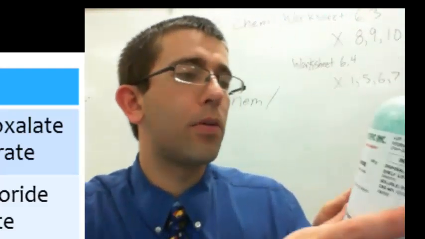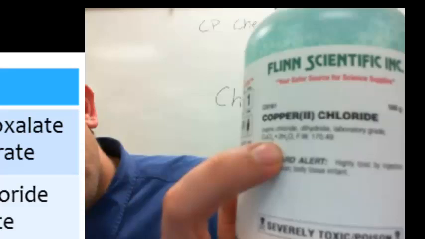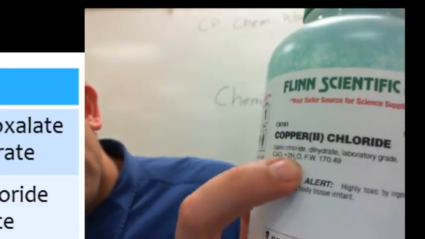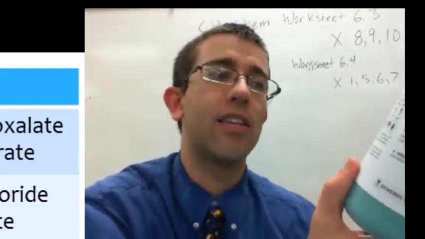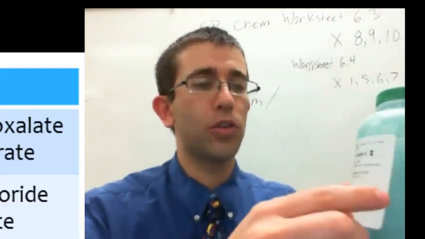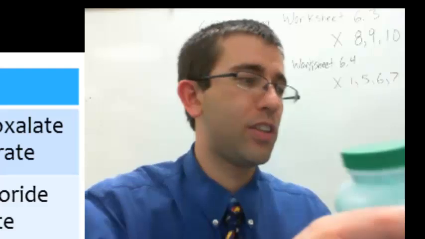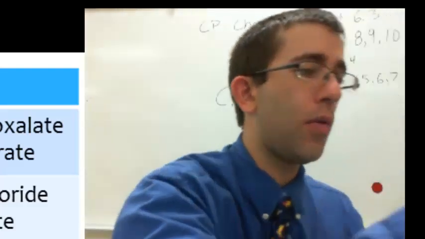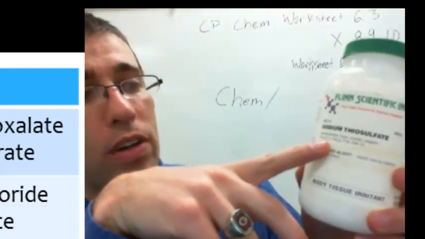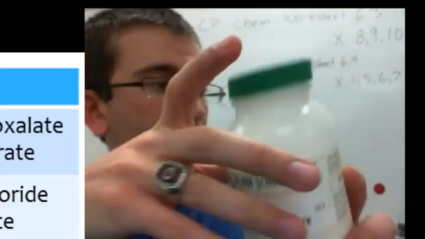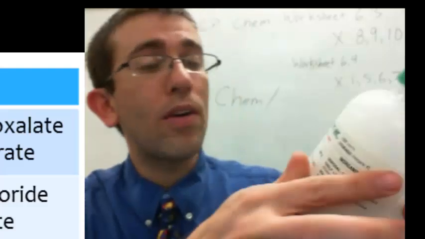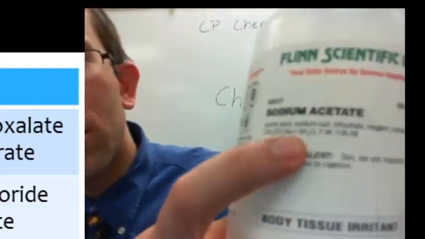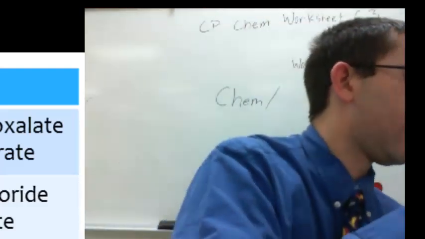Here's another one, copper 2 chloride. On the formula, it has a little dot, 2H2O. This is called copper 2 chloride dihydrate. There are 2 water molecules for every copper 2 chloride stuck in here. Alright, we got another one, sodium thiosulfate pentahydrate, dot 5H2O. We have a trihydrate here, dot 3H2O.